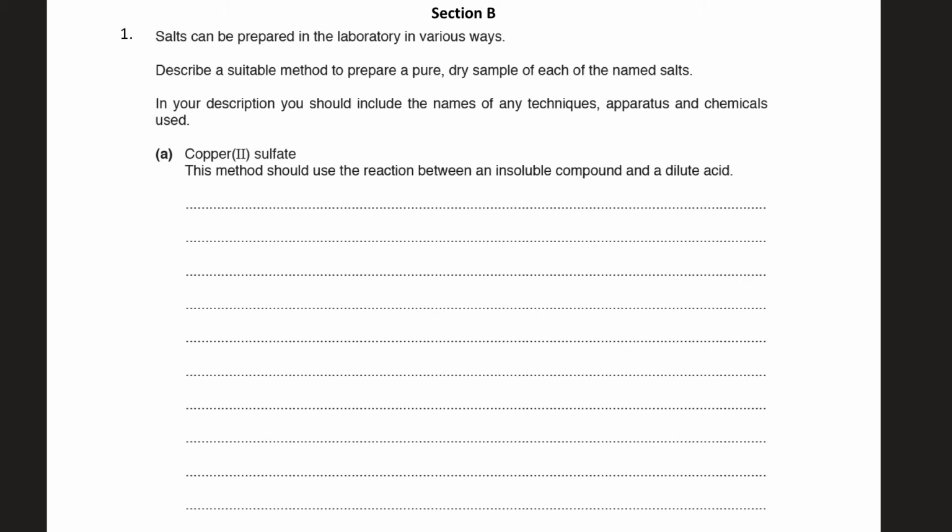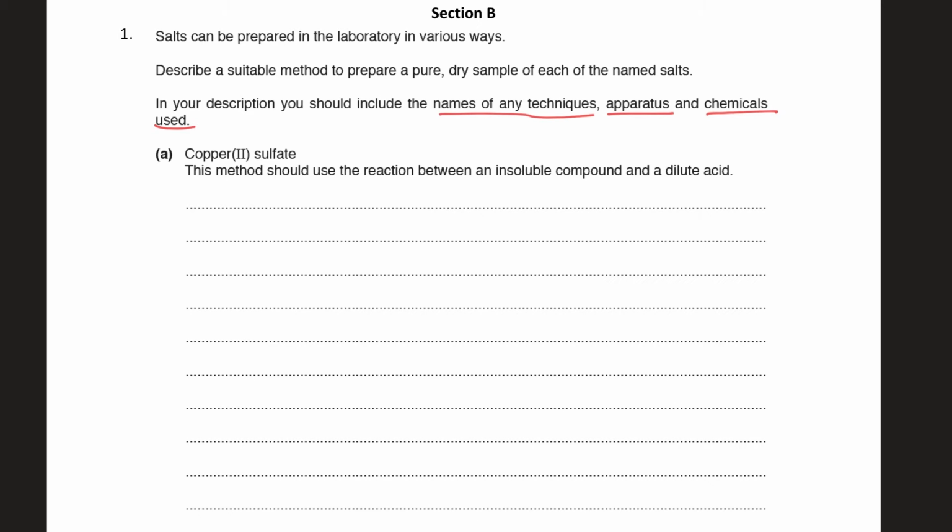Describe a suitable method to prepare a pure dry sample of each of the named salt. In your description, you should include the names of any technique, so that's important, the apparatus you'll use, and the chemicals that we'll use. So it's important that we mention all of that detail in our answer because the examiner requires it.